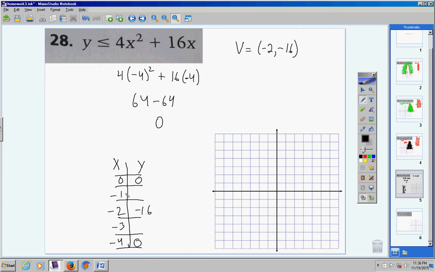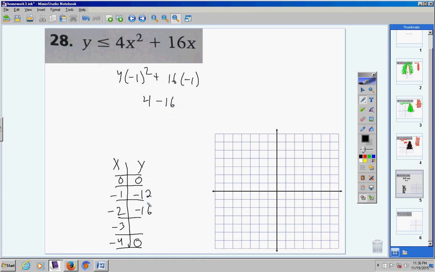Okay, now let's put a negative 1 in for x and see what we get out. So here we go. 4 parentheses negative 1 squared, plus 16 parentheses negative 1. Negative 1 times negative 1 is 1, times 4 is 4. 16 times negative 1 is negative 16. Negative 12. Now let's substitute negative 3 in. Negative 3 times negative 3 is 9 times 4 is 36. And 16 times negative 3 is negative 48. Combine those and you will get a negative 12. So it checks.